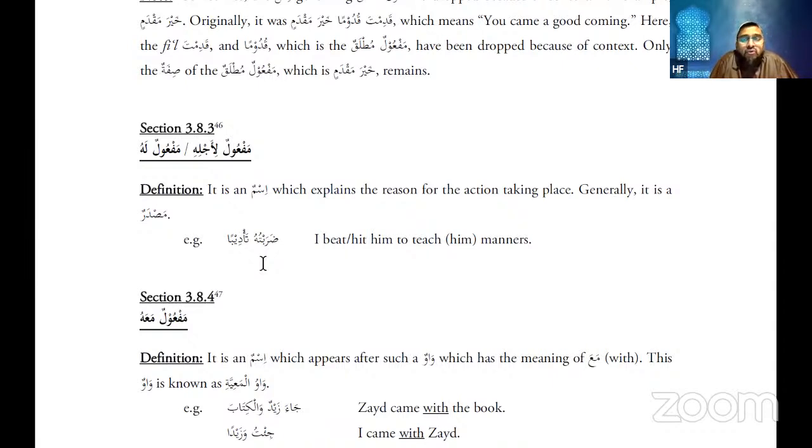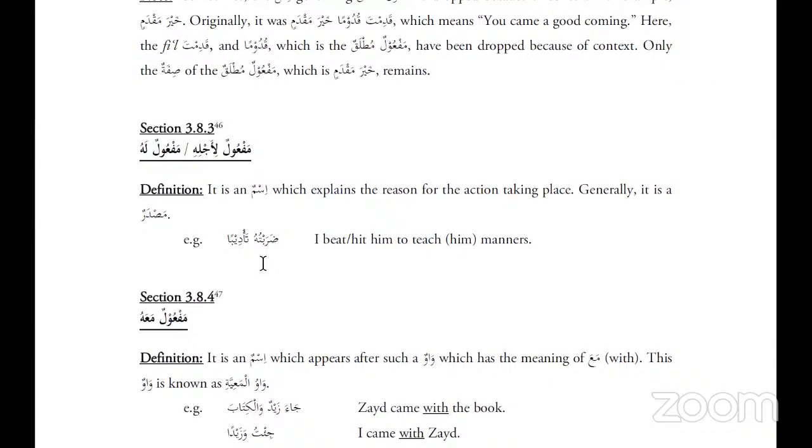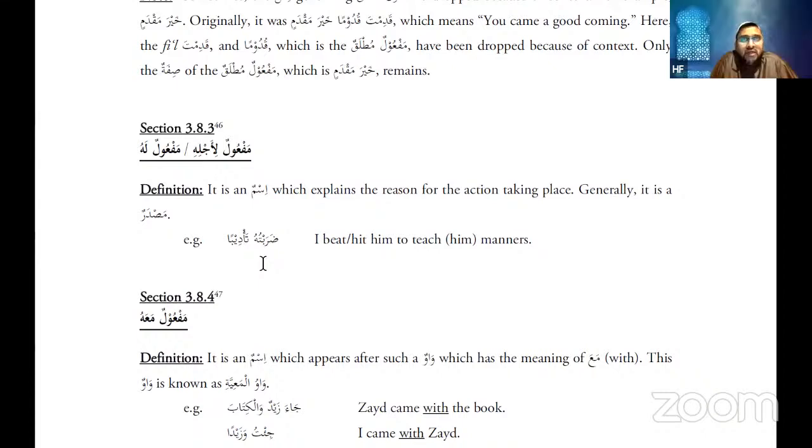For example, ضربته إكراما, I hit him because I respected him. It could be any word, but generally it comes as a masdar, a root word. Another example: ضربته إهانة. The word إهانة, alif, hamza, noon and ta marbuta, ihanatan, means to disgrace him, to humiliate him. We use the word ihanat as well to disgrace someone.